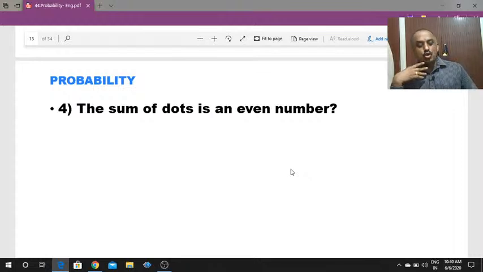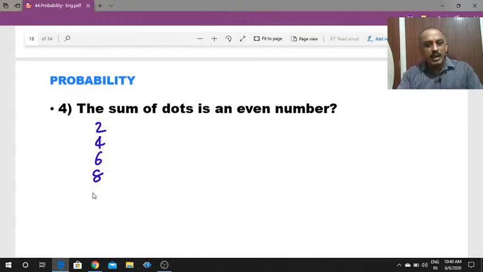If a person throws 2 dice, the sum of dots is an even number. If a person throws 2 dice, what is the sum of dots? Maybe 2 or 12 or between 2 and 12. From 2 to 12, first write the even numbers: 2, 4, 6, 8, 10, 12.